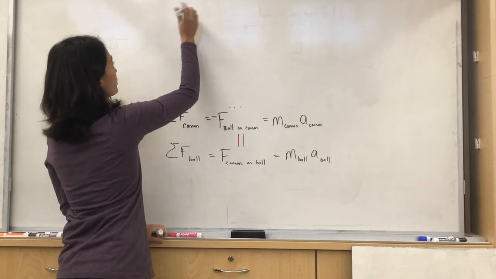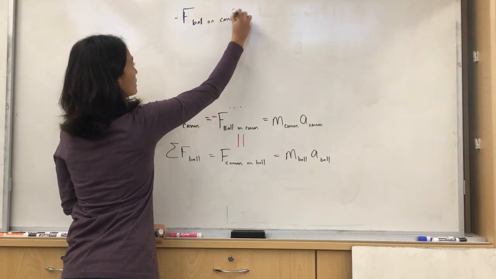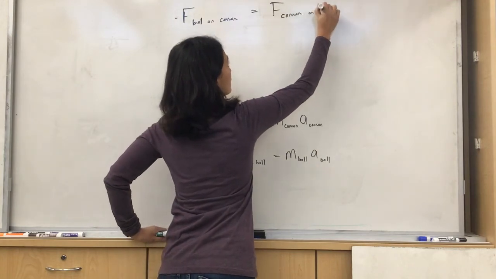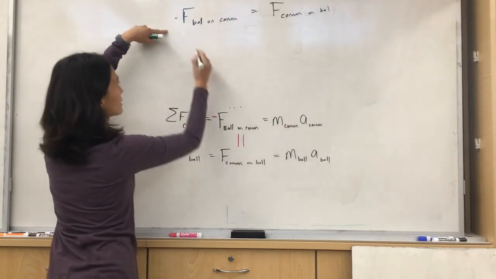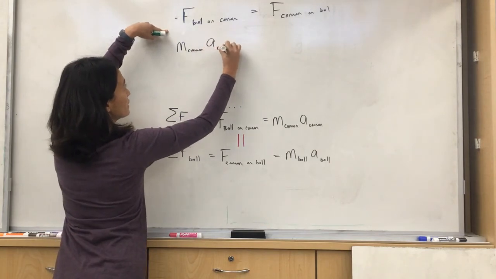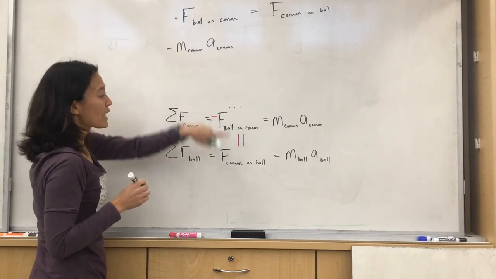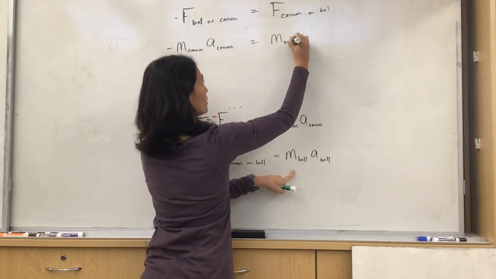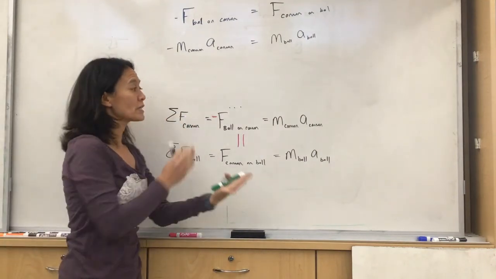This is saying that the negative force of the ball on the cannon is equal to the force of the cannon on the ball. But I know the force of the ball on the cannon is just equal to the mass of my cannon times the acceleration of my cannon. And I know that the force of the cannon on the ball is just equal to the mass of my ball times the acceleration of my ball. Okay, so this is just algebraically substituting.